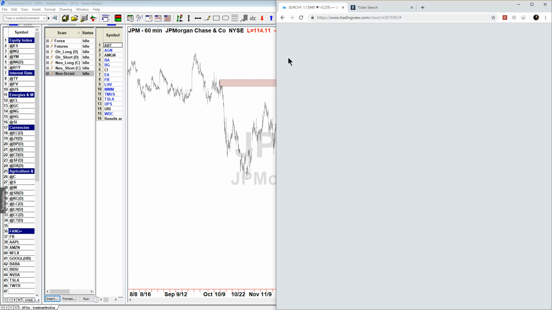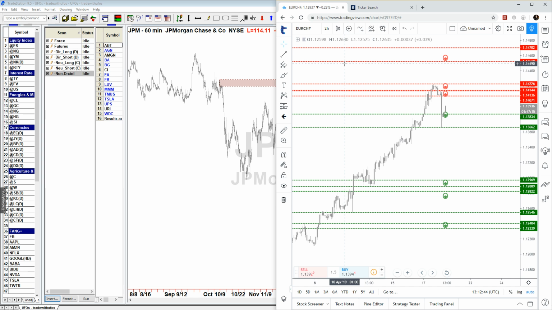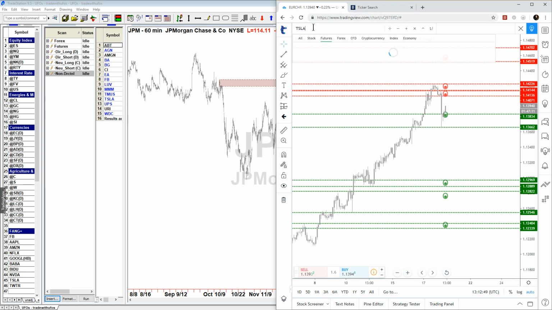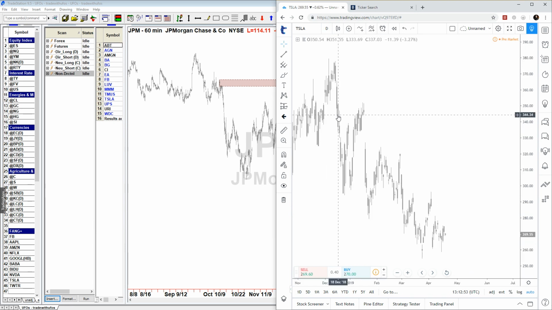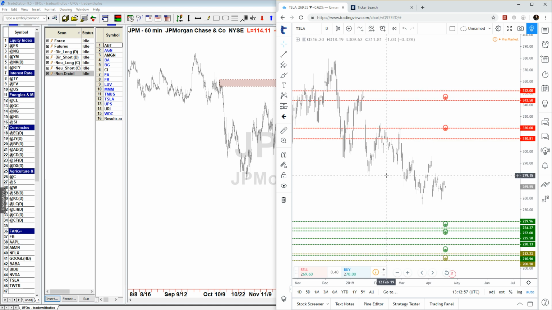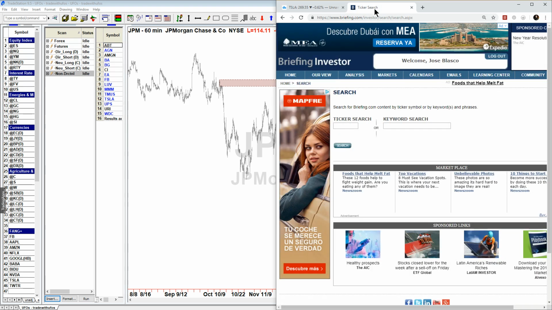Okay, so I have my TradingView here with my UFOs. You could certainly go ahead and load your symbols in here, for example Tesla, right? And load the UFOs in here, and here are your zones. But the reason why I'm opening a browser really is not because of TradingView at the moment. It's because I want to have access to a website that gives me information about earning dates.